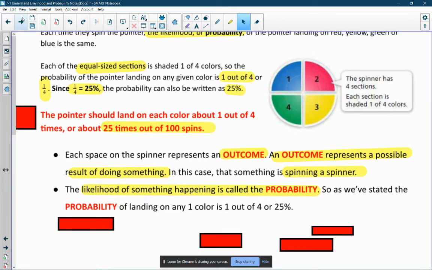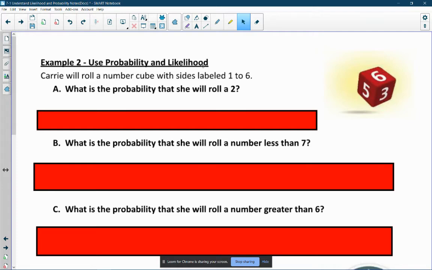Okay, next page. Now we're going to look at a dice. It says we're going to use probability and likelihood. Carrie will roll a dice, or a number cube, with sides labeled 1 through 6. We've all rolled the dice before. They're labeled 1 through 6.